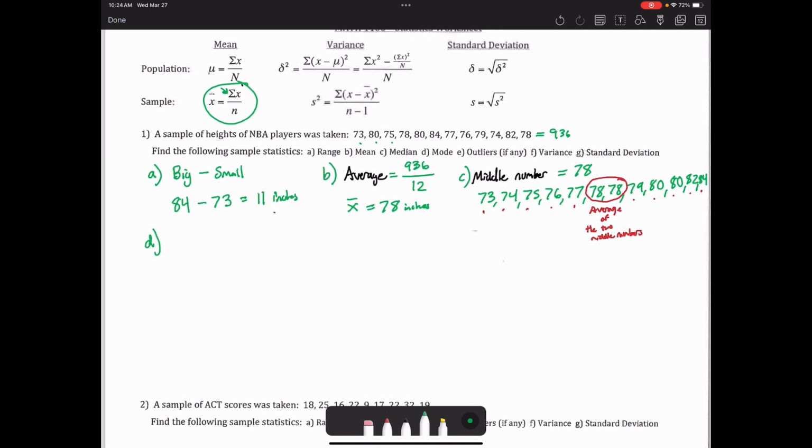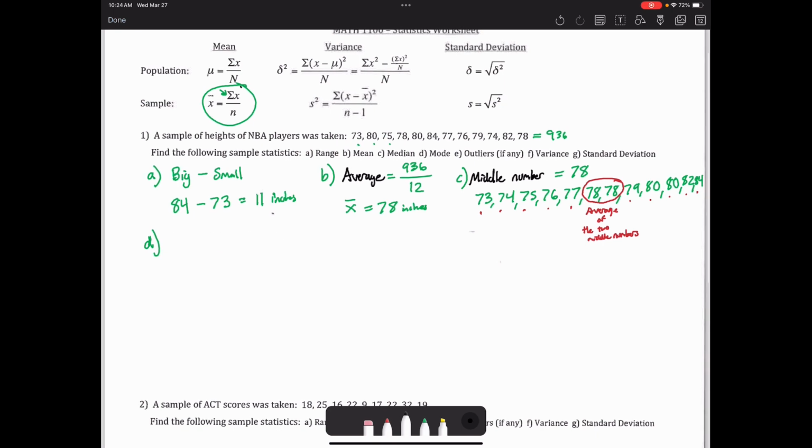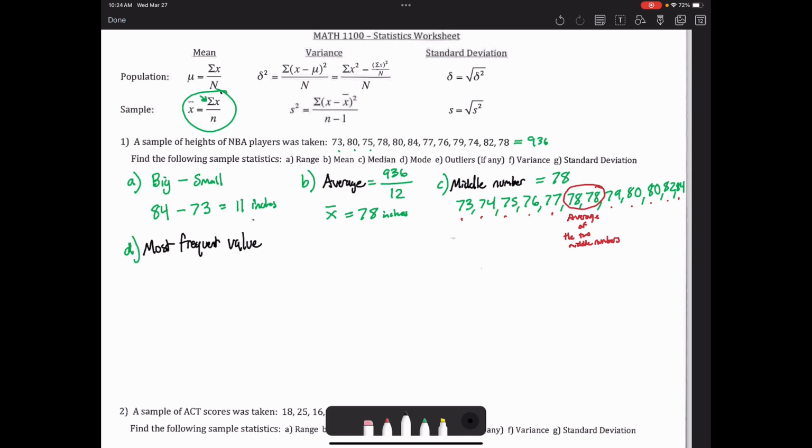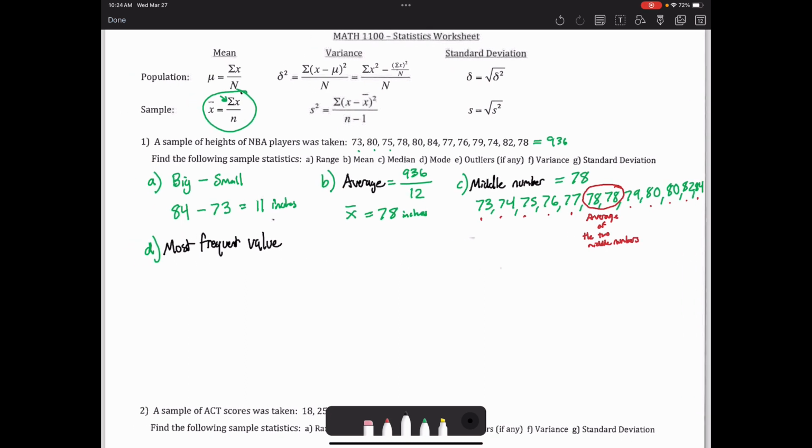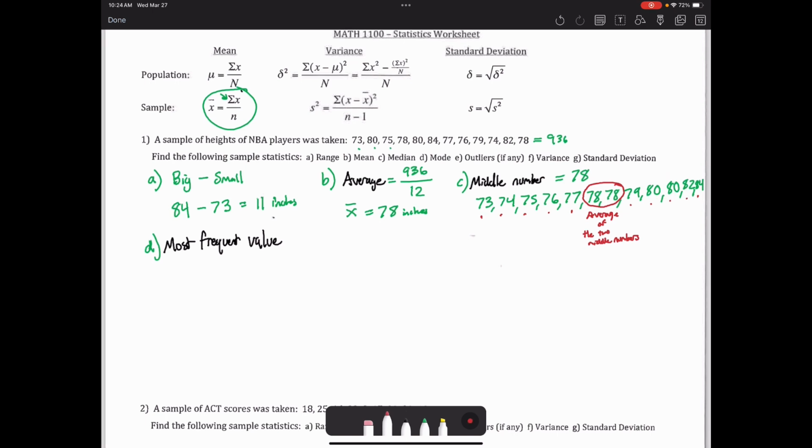Mode. Mode is the most frequent number, or value. Value is probably a better word to use since we're talking about data values. So if I look at my data, which values occur the most frequently? Well, we already know that 78 happens twice. So does 80. Both of those numbers occur twice. So those end up being my modes. 78 and 80 are both my mode values because they're equally as frequent.